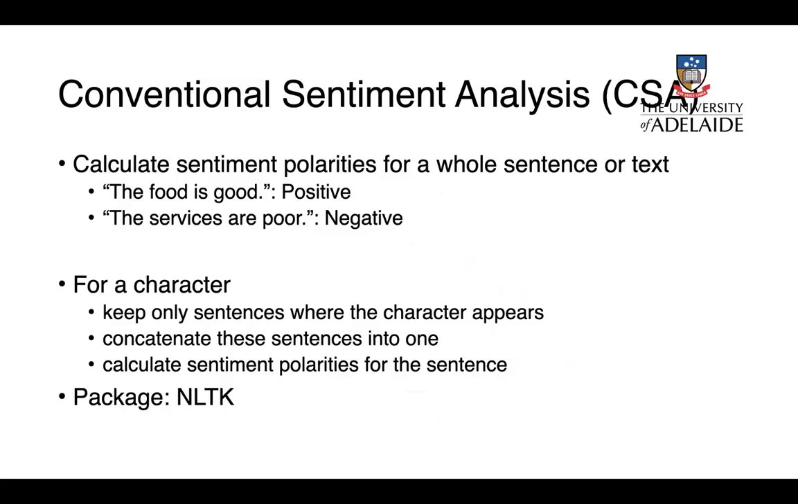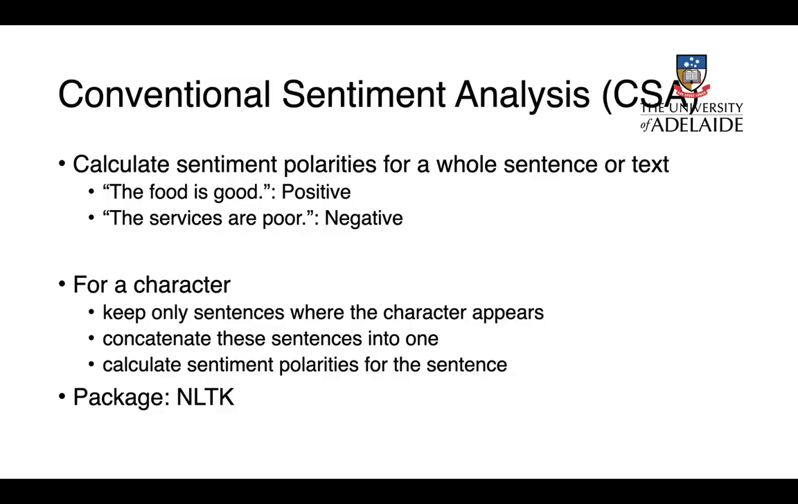The second method is conventional sentiment analysis, CSA. It calculates sentiment polarities for a whole sentence or text. For example, if the sentence is the food is good, the sentiment polarity should be positive, and if the sentence is the services are poor, the sentiment should be negative.